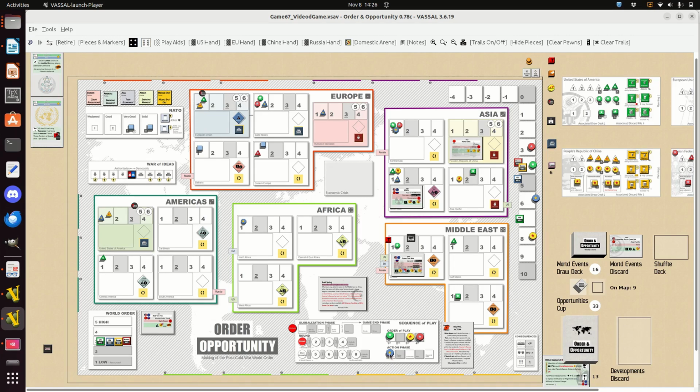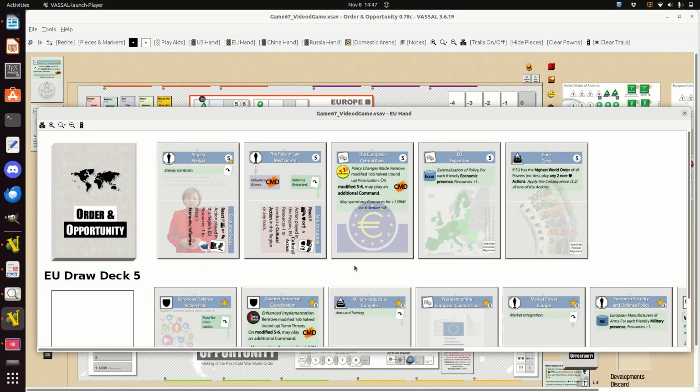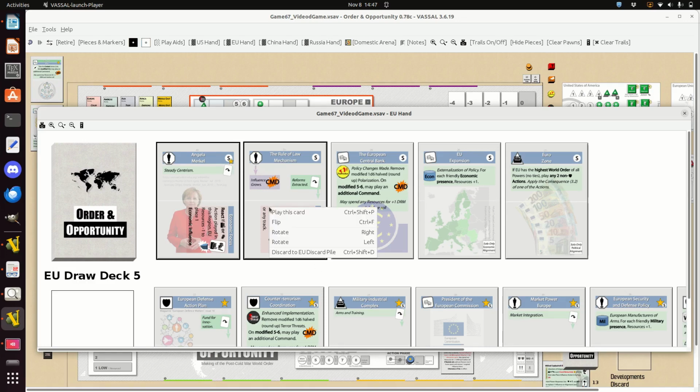the EU turn. So now going into the opportunity segment, the EU is not able to resolve any opportunities here at the game start, so we proceed to the command segment. For the EU command segment, we head into the EU hand window, and this is the starting hand we've drawn for them. So once again, as with the United States, you nominate a suit. The EU will select to nominate the political suit and play as many cards as they desire or can play. So let's play these 2.